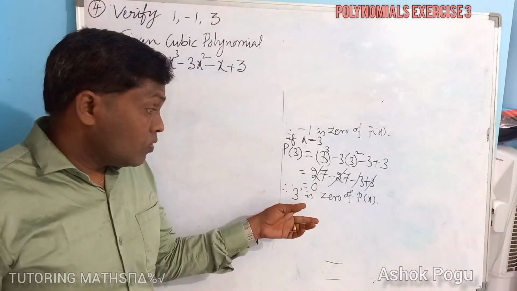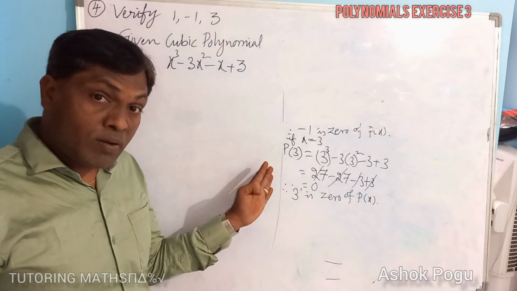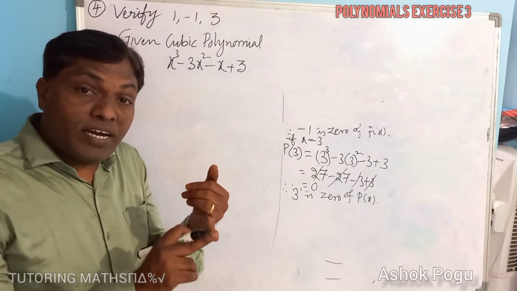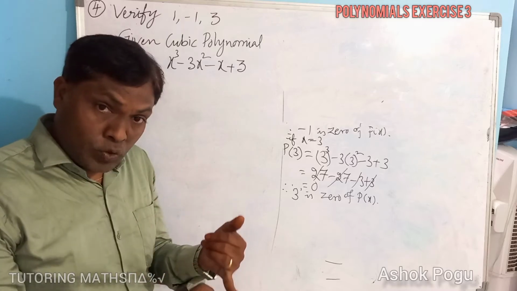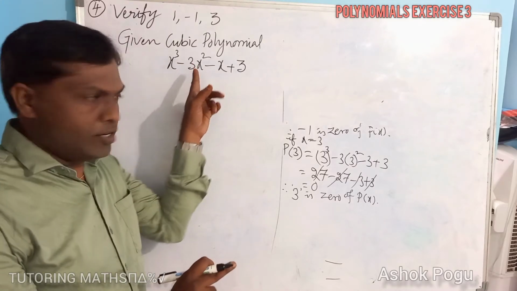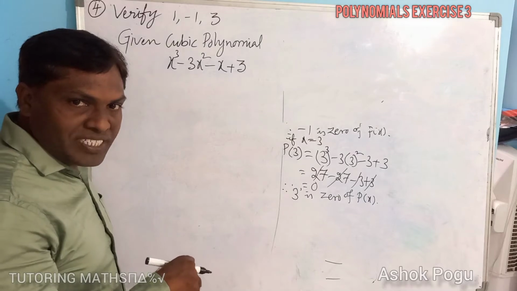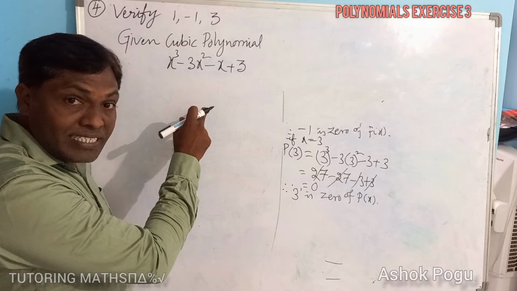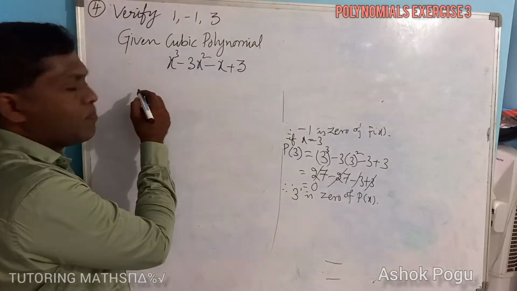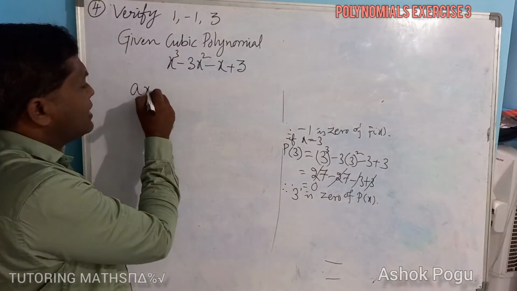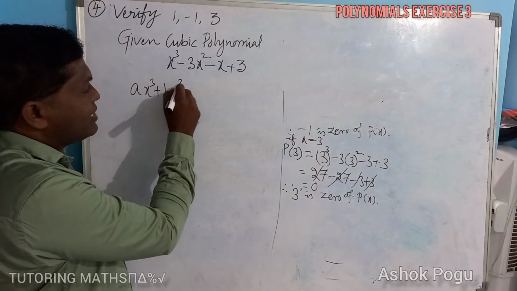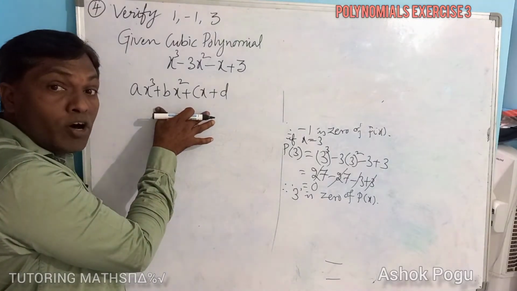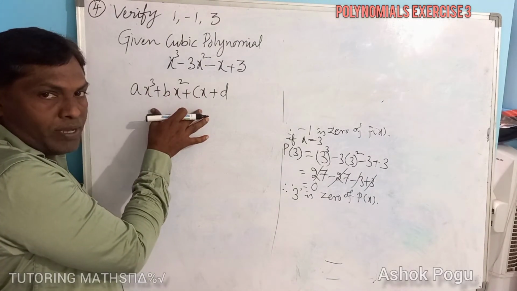Yes, now we have completed half of the problem, half of the solution. Let us take the second part. What is the second part? We are going to verify the relation between the zeros and coefficients of this cubic polynomial. First of all, what are the coefficients? Let us see. This is the cubic ordered polynomial. Let us compare with the standard form. What is the standard form? The standard form is ax cube plus bx square plus cx plus d. This is the standard form of the cubic polynomial.